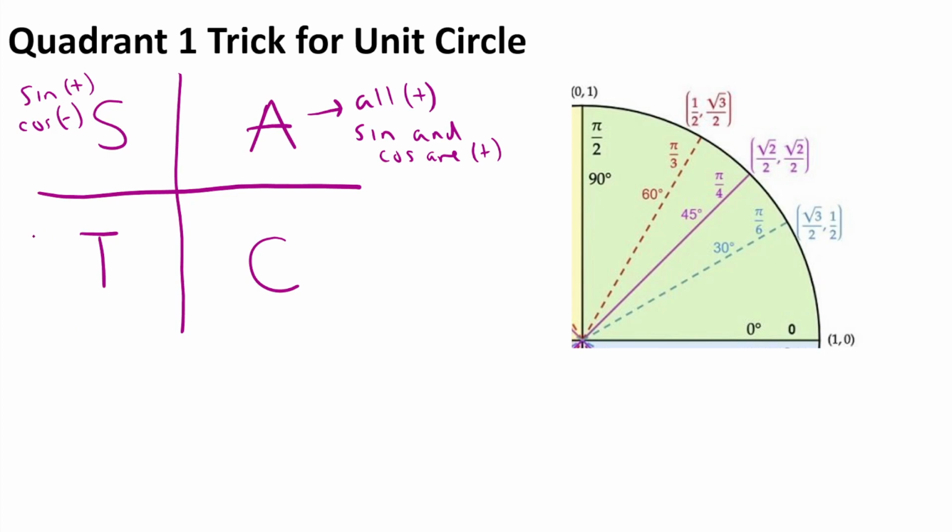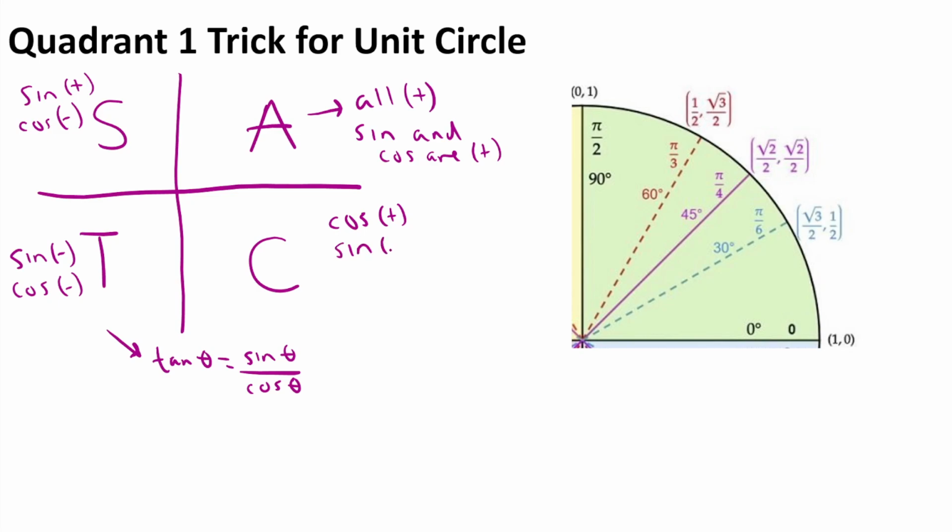Now, I know this video doesn't really talk about what tangent is, but a brief review of tangent would be: tangent of theta equals sine theta over cosine theta. You can probably deduce at this point that if tangent has to be positive, then sine and cosine both have to be negative. So sine is negative and cosine is negative. In the last quadrant, cosine is positive and sine is negative. Now, using that introduction, this is going to be a lot more helpful.